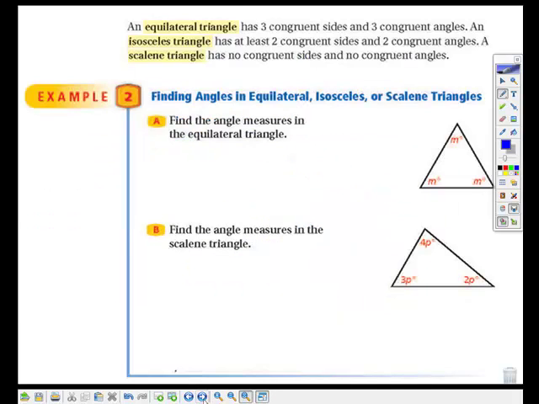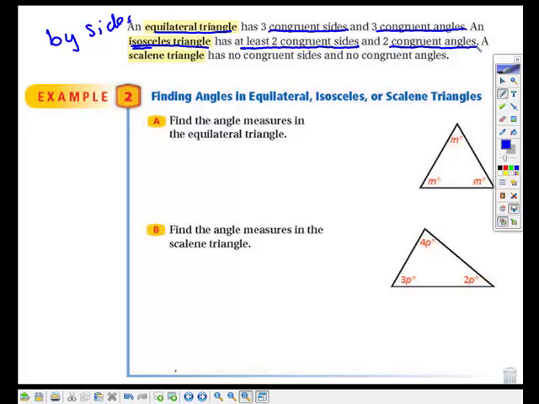Moving on. This is another way to classify triangles, by sides instead of by angles. You should know an equilateral triangle is one that has three congruent sides, and as a consequence of that, it'll also have three congruent angles. An isosceles triangle, which I usually remember because you've got two s's in the word, has at least two congruent sides, and it'll have two congruent angles as well.